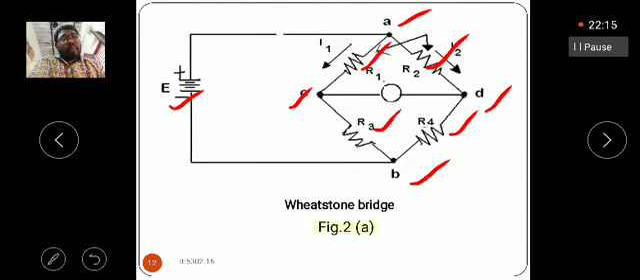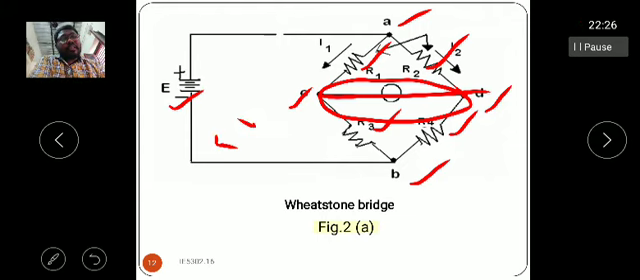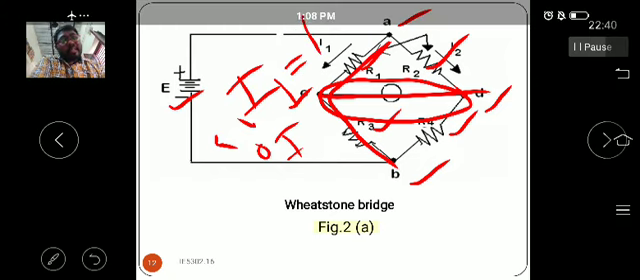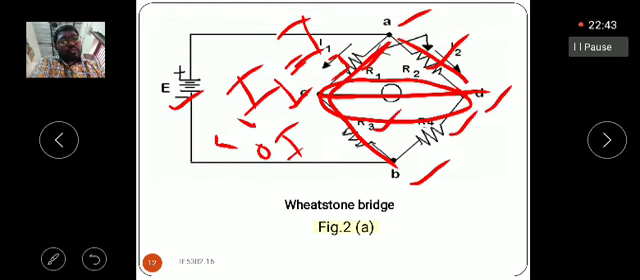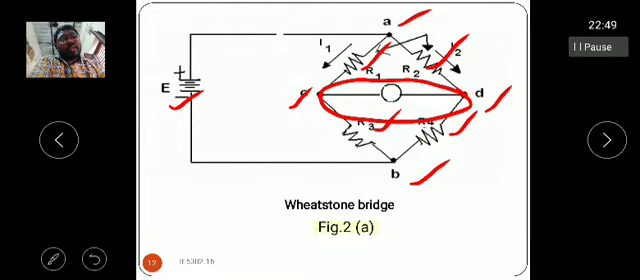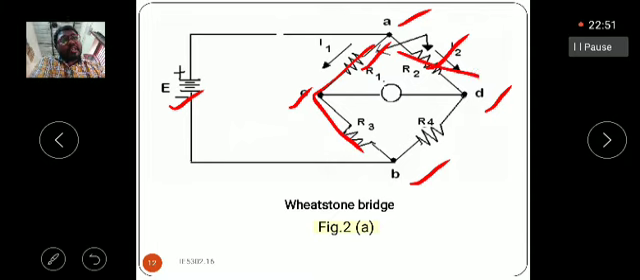If the potential difference across the galvanometer is 0, the current passing through the galvanometer is 0. When the galvanometer current is 0, the circuit is balanced. The current passing through these two resistors is equal, that is I1 is equal to I3, and here also the current is equal. That means in both branches the current is equal.